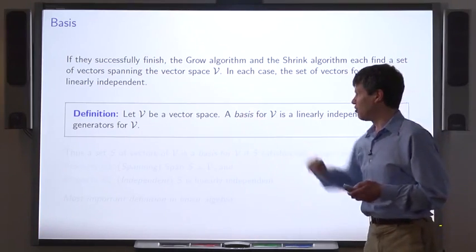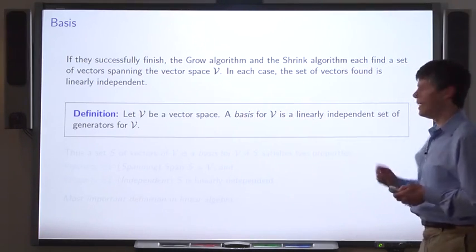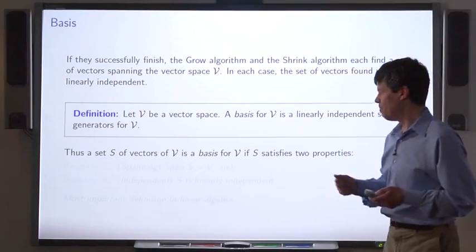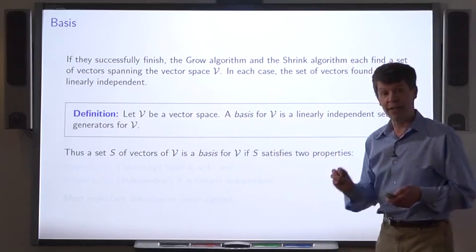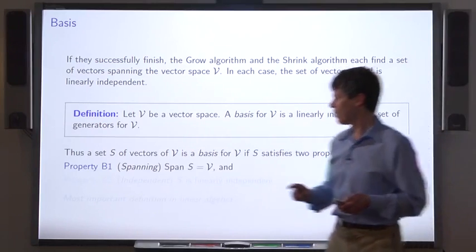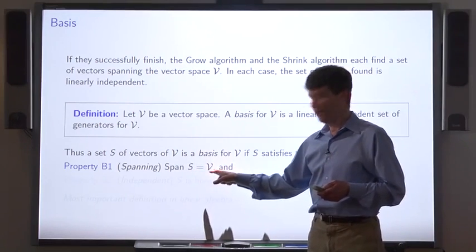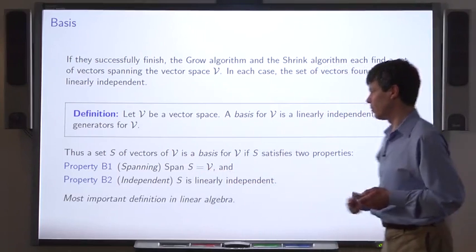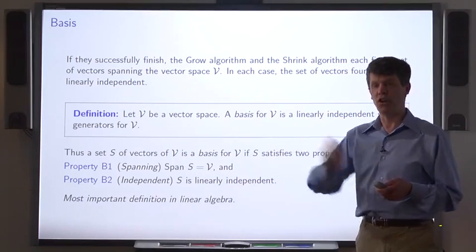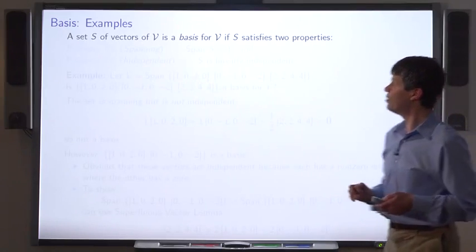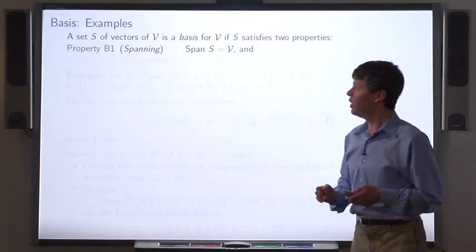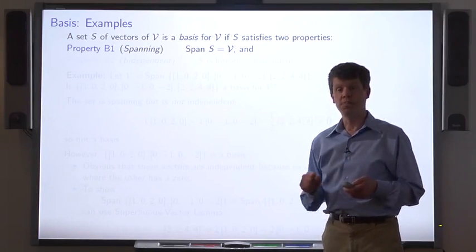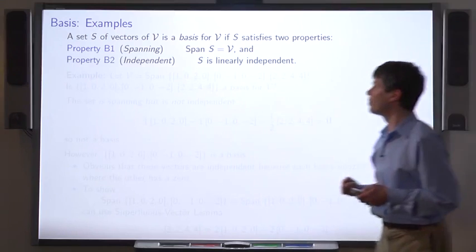Let big V be a vector space. A basis for V is a linearly independent set of generators. So a basis for big V is a set of generators with two properties. The vectors span big V, and the set of vectors is linearly independent. So this is the most important definition in all of linear algebra. Here are some examples. We know that the basis must satisfy these two properties, the spanning property and the independence property.